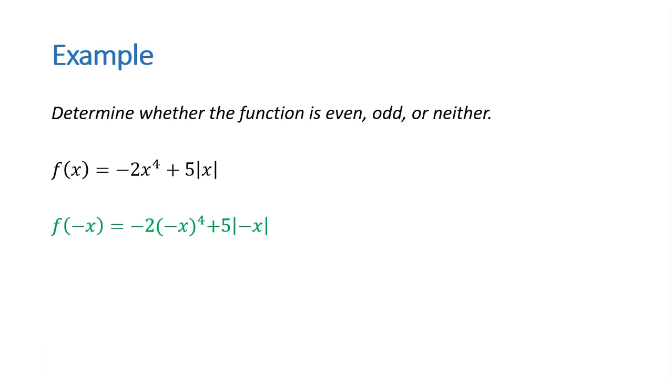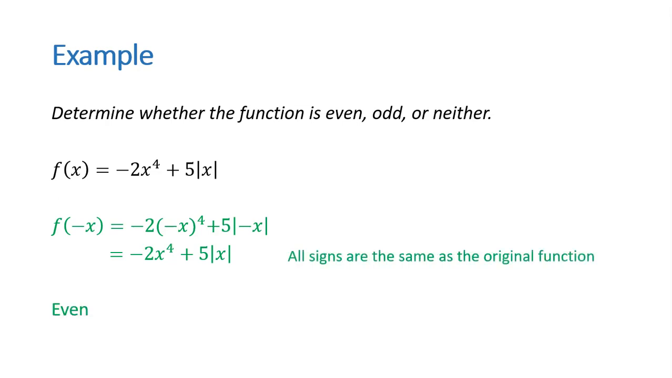With the absolute value bars, we decided before that absolute value takes negative things and makes them positive. So the absolute value bars are also going to cancel out the negative. So in this case, once we simplify it down, we're left with negative 2x to the fourth power plus 5 times the absolute value of x. This result is the same as the original function. In other words, all the signs from the original function are the same. We have a negative out front, we have a positive after that. None of the signs have flipped. So that means this is an even function because all the signs in our resulting function are the same as the signs in the original function.